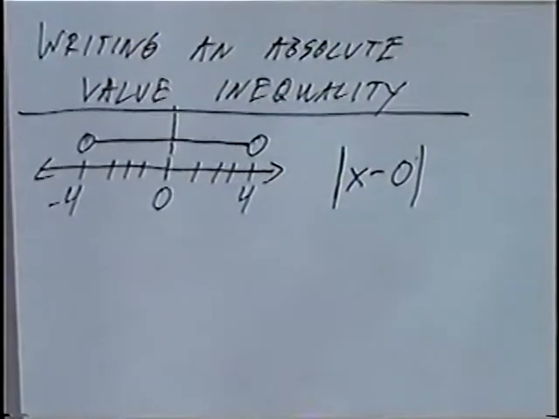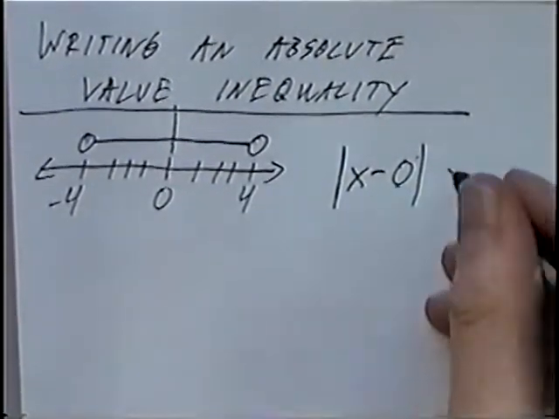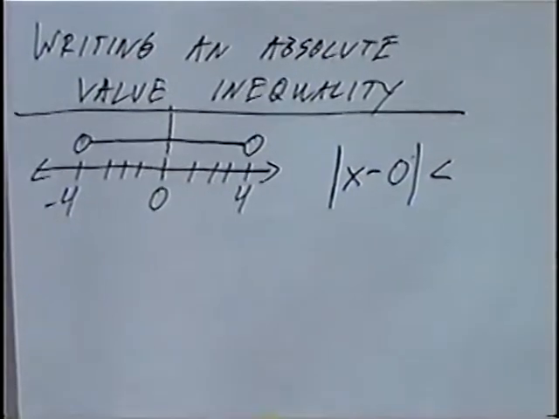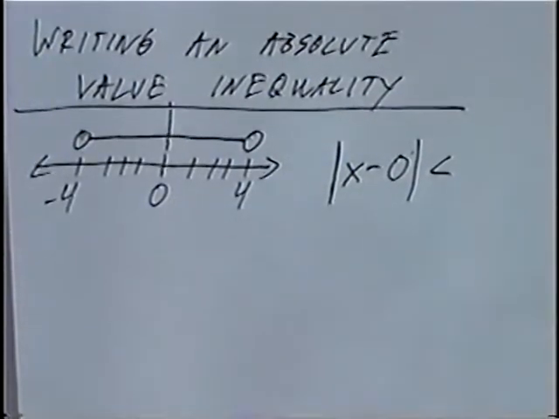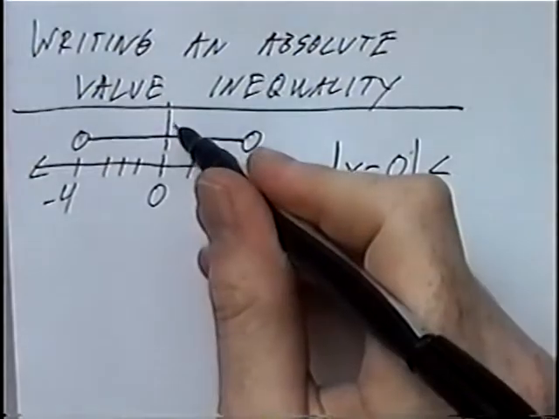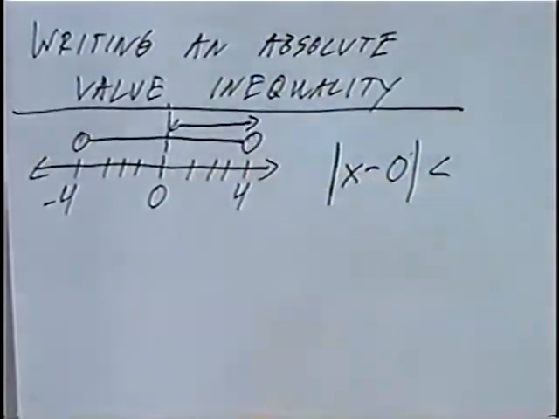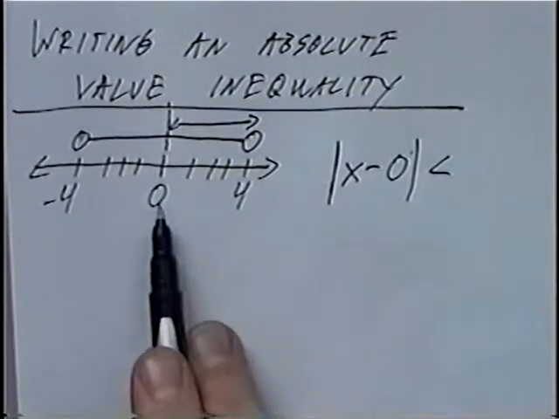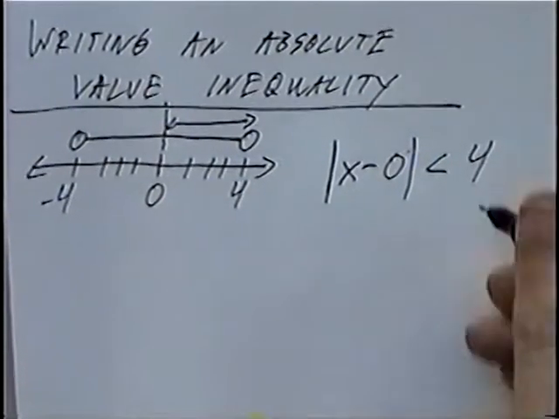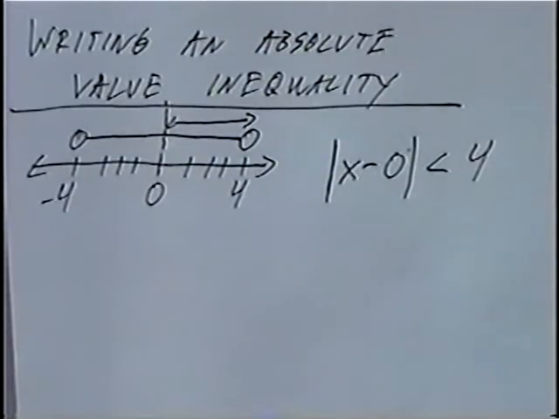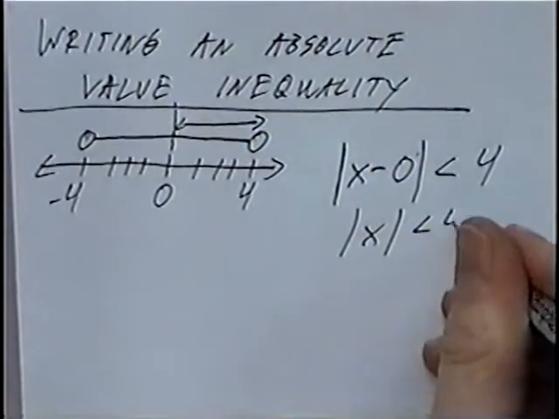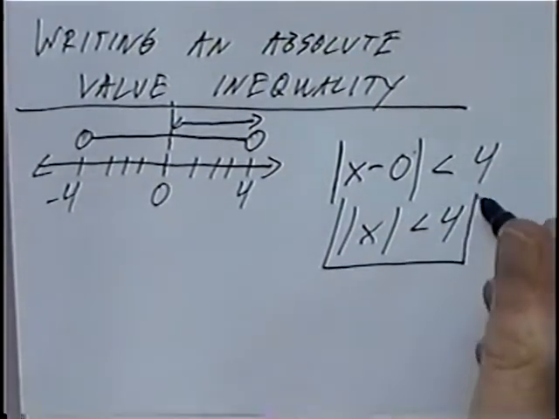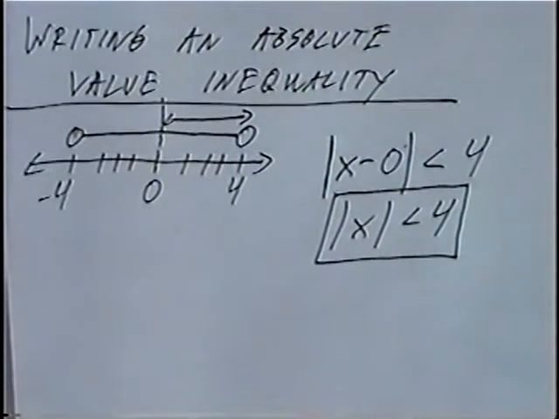When the 2 points are connected in the middle, the inequality is always less than, and since they are open circles, it's not less than or equal to, it's just less than. And the number it's less than is the distance from the center to either outside point. So from 0 to 4, that is a distance of 4, so it will be less than 4. Simplifying this, x minus 0 would just be x, and our final answer would be the absolute value of x is less than 4.